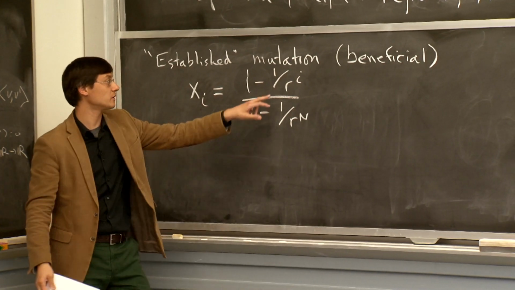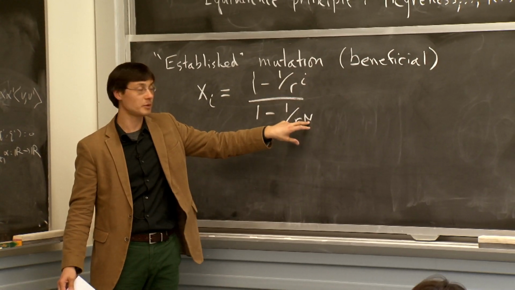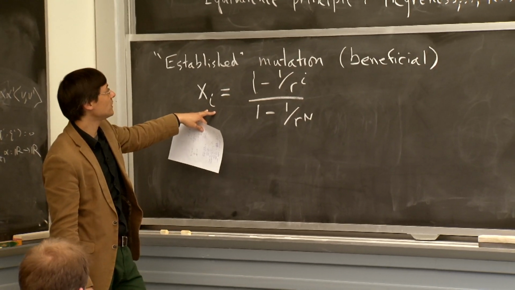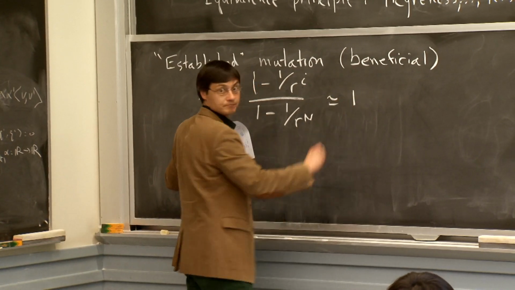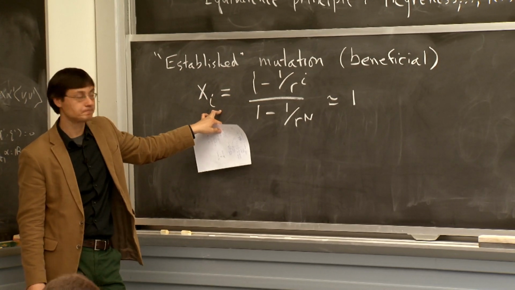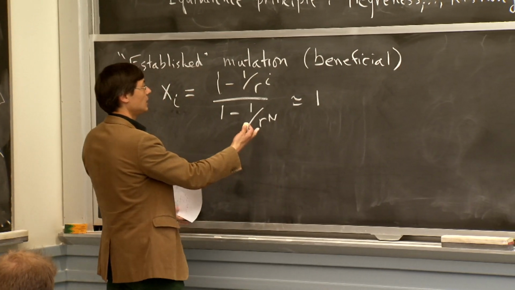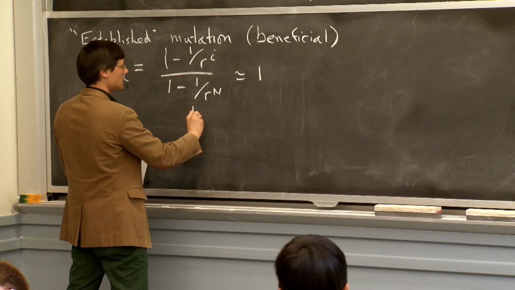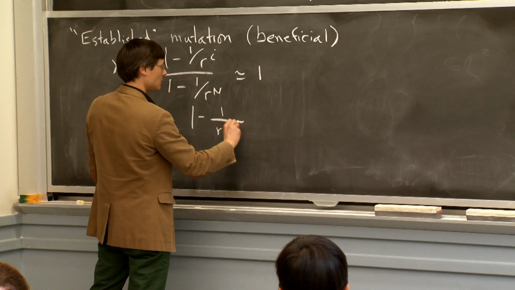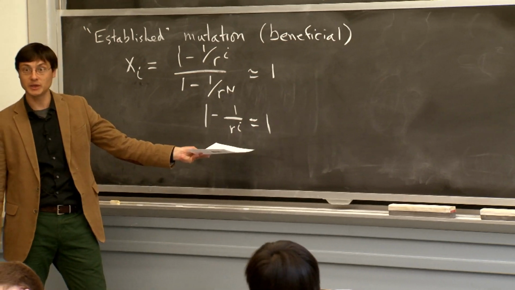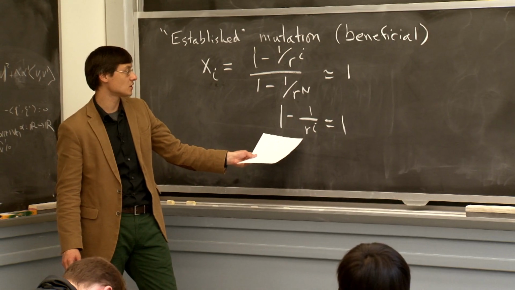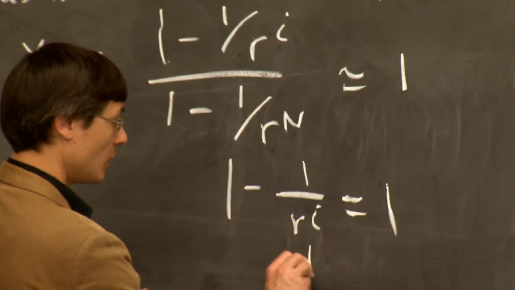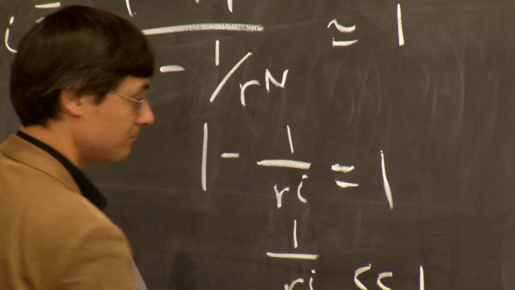OK, this is for a mutation with relative fitness R, you have I individuals in the population, total population size N, right? But what we want to know, and this becoming established means that XI is approximately equal to 1, right? Now, in these situations, R to the N is, again, very, very large. So this thing we can ignore. So this is really the same thing as asking that 1 minus this thing, and this never gets to be exactly equal to 1. But what we're really asking is that this thing is close to 1, which is equivalent to saying that 1 over r to the I is much less than 1.